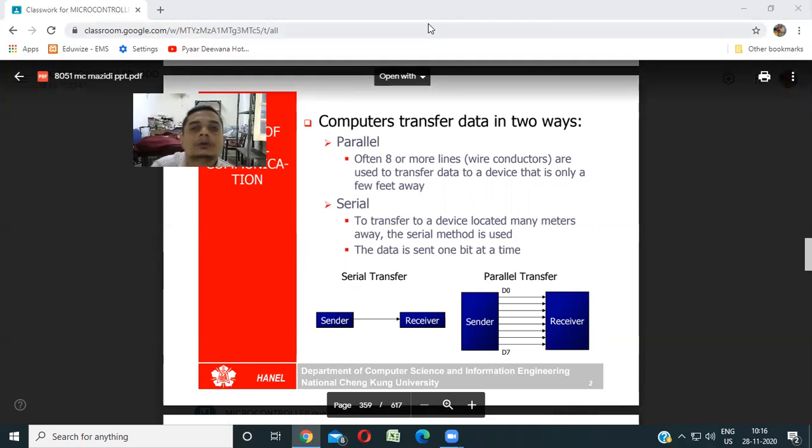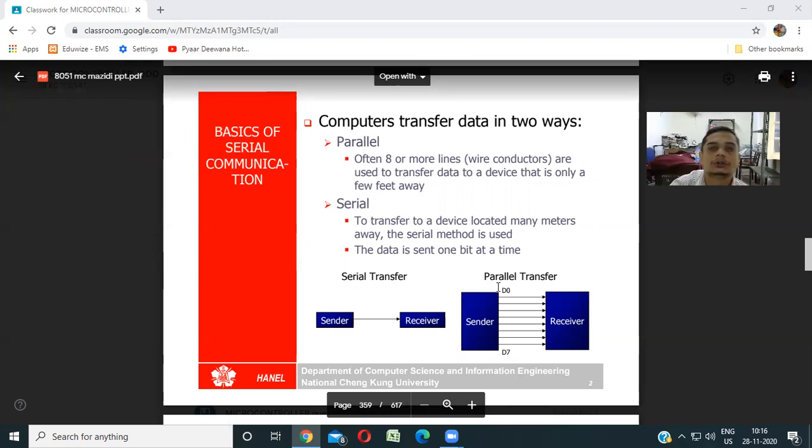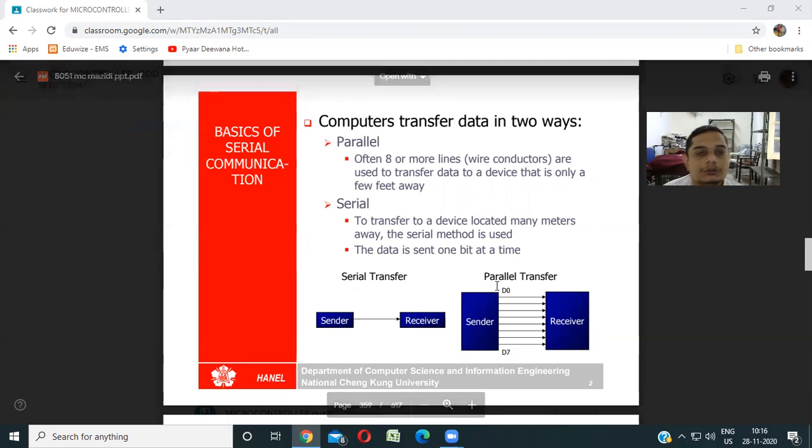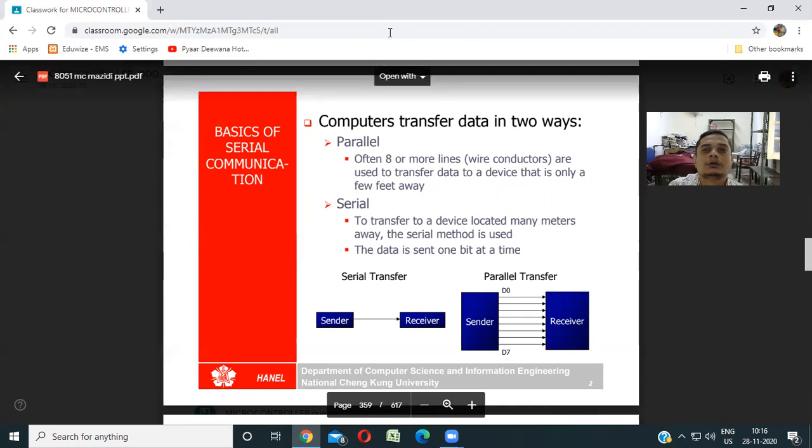Okay, let us discuss serial communication. So let us see the basics. The computer transfers the data in two ways. As I told, one is parallel communication. Here you can observe the parallel communication. So this is the parallel communication.